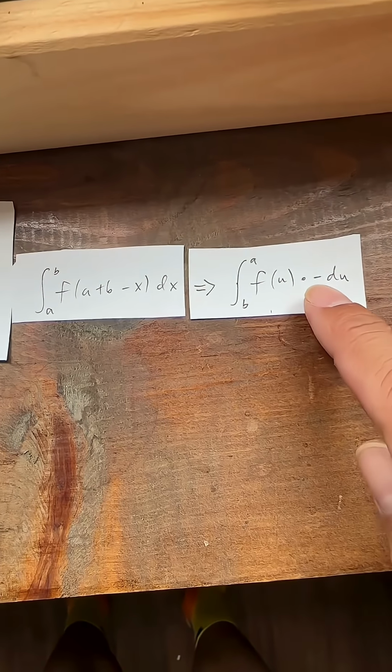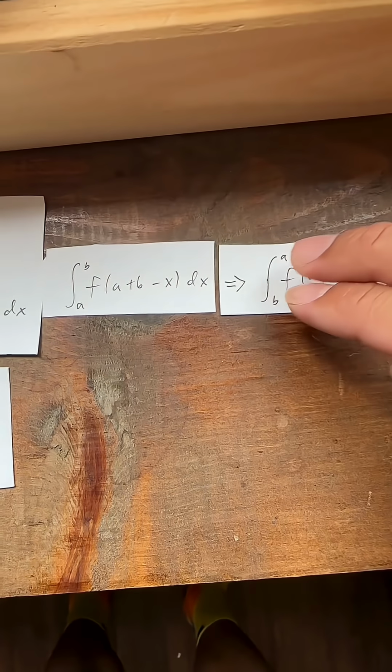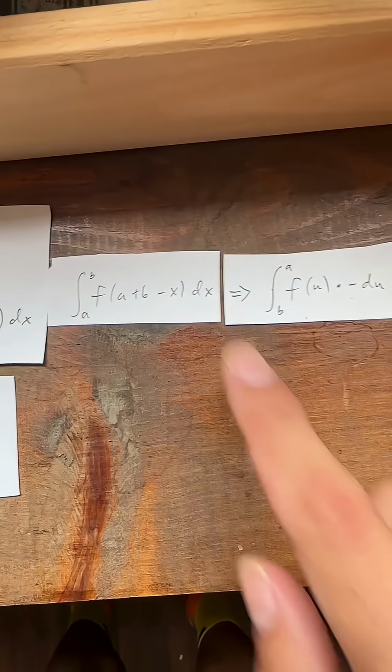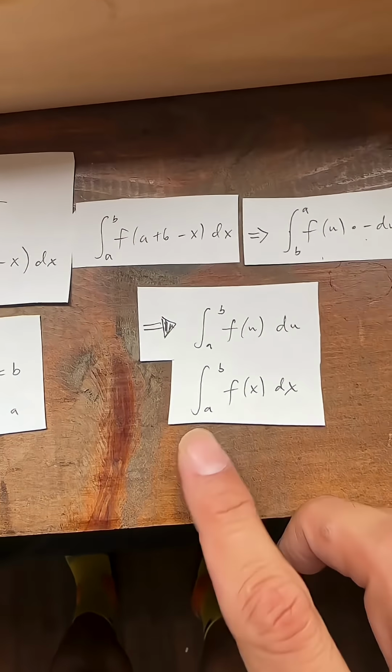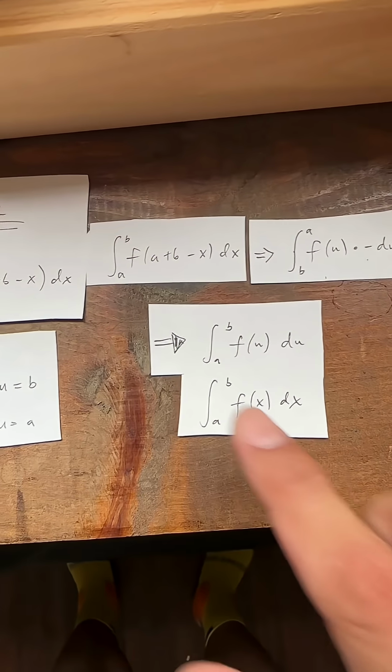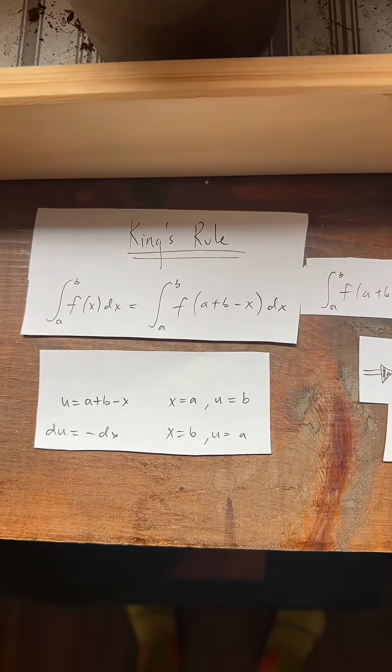Now, because we have a negative, if we bring it on the outside, we can flip these now. So we have a and b, and then that negative will turn into a positive, giving us this integral right here. Now, u is just a variable, so we can just rewrite it as the integral from a to b of f of x. That's King's rule, and that's exactly what we're going to do with this particular integral.